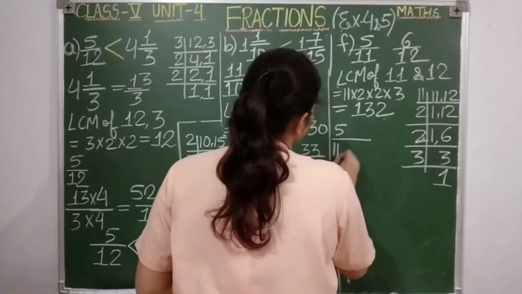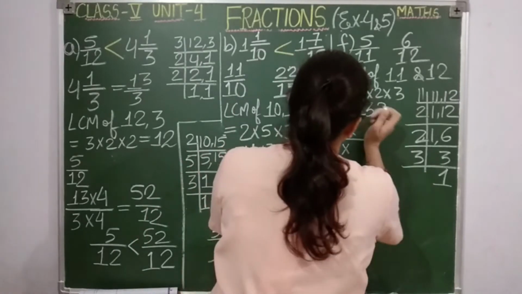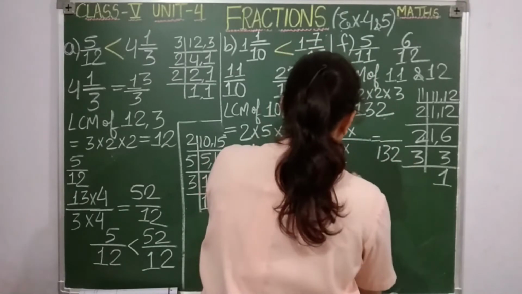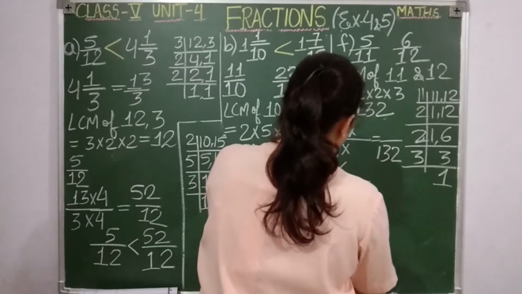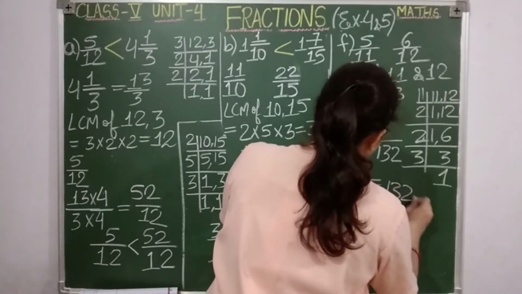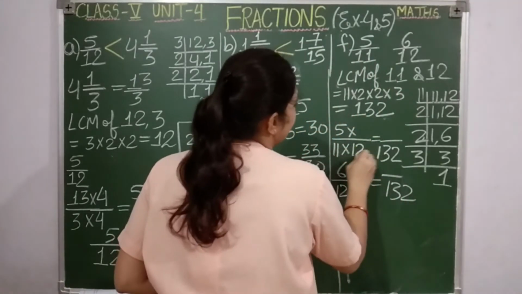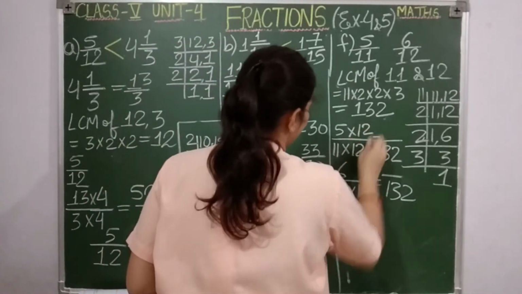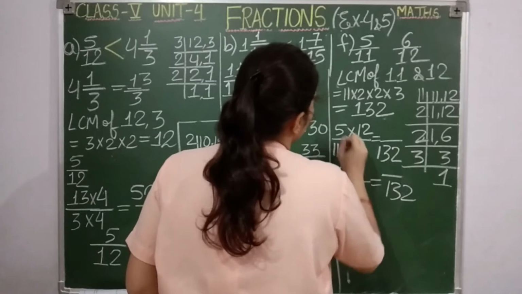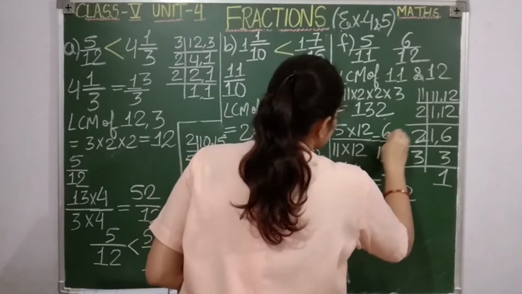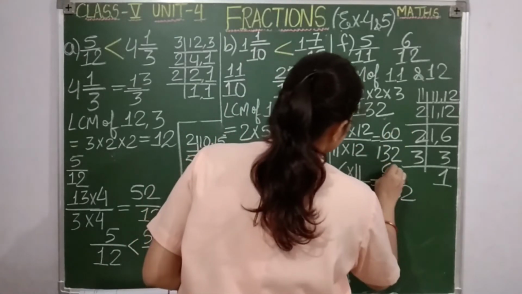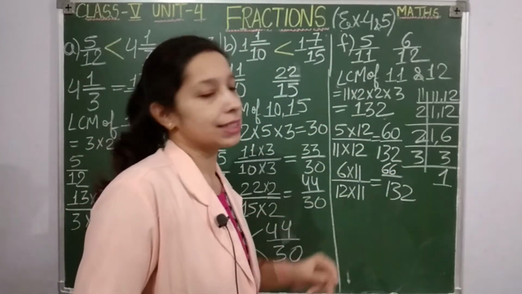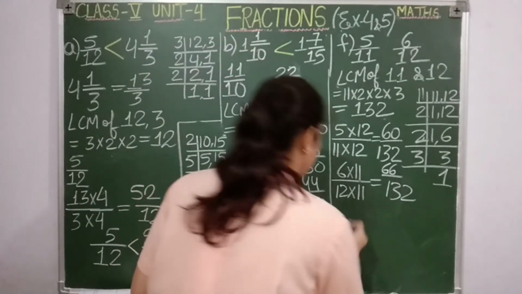Now with which number we shall multiply 11 to get the denominator as 132, and for the second fraction with which number we shall multiply 12 to get 132. Just now we have cleared 11 12s are 132, 12 11s are 132. Okay, then here multiply with 12, here multiply with 11. So students, 12 5s are 60, then 6 11s are 66. So our like fractions are 60 by 132 and 66 by 132. Which one is greater? The second fraction is greater.